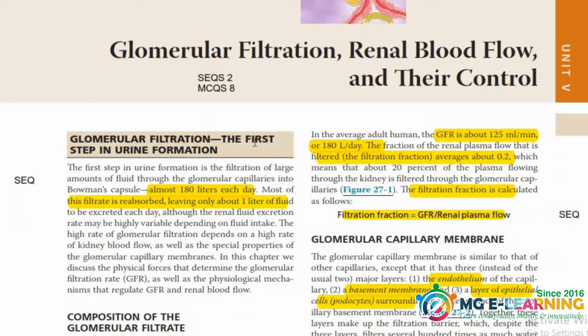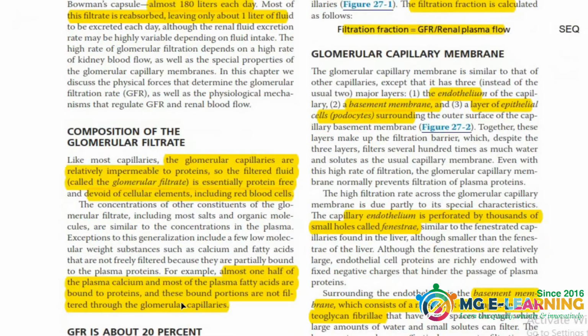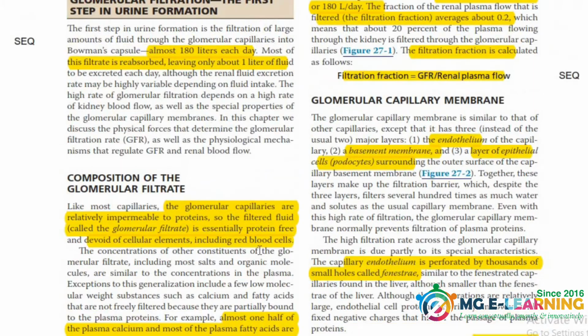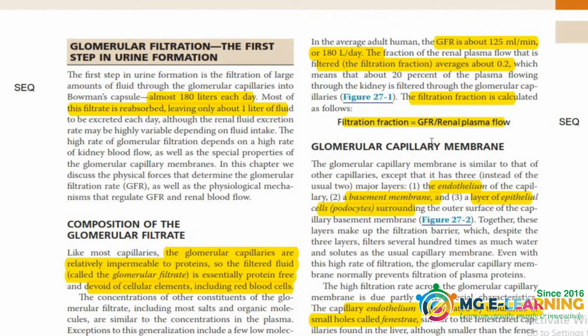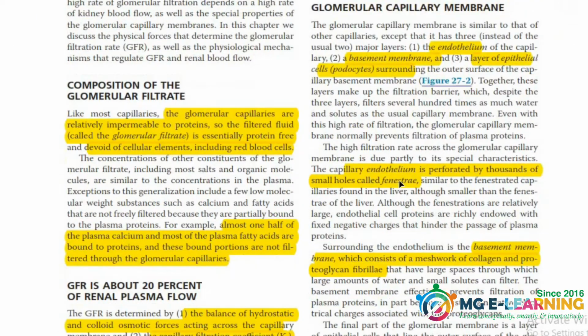Now, first topic is glomerular filtration. You have to prepare this topic for your SCQ. You have to define glomerular filtration. Here is that definition. What is glomerular filtrate and what is glomerular filtration and its value. These are all important points and you have to write the formula. So this is important as a SCQ.